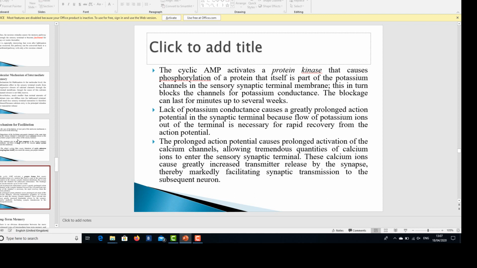Now, the lack of potassium conductance causes greatly prolonged action potential in the synaptic terminal because the flow of potassium ions out of the terminal is necessary for rapid recovery from the action potential. Now, the prolonged action potential causes prolonged activation of calcium channels and allows tremendous quantities of calcium ions to enter the sensory synaptic terminal. These calcium ions cause greatly increased transmitter release by the synapse, thereby markedly facilitating synaptic transmission to the subsequent neuron.